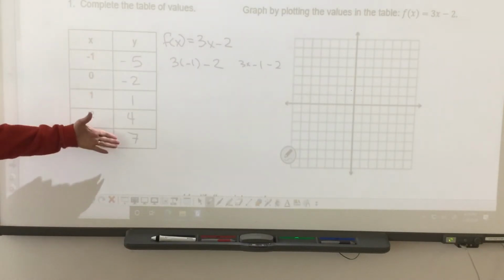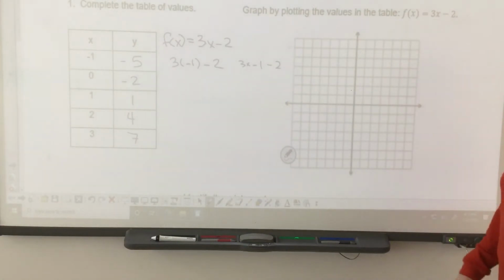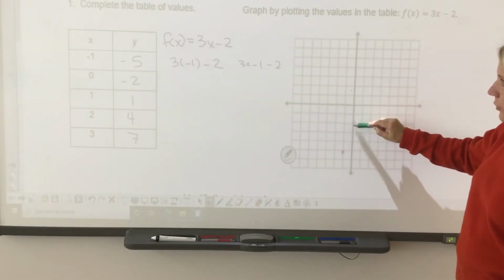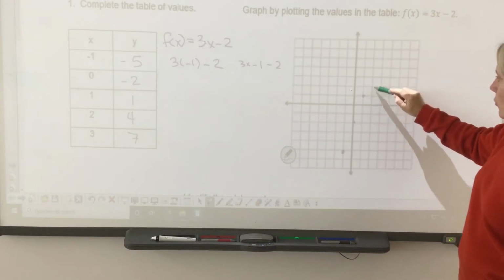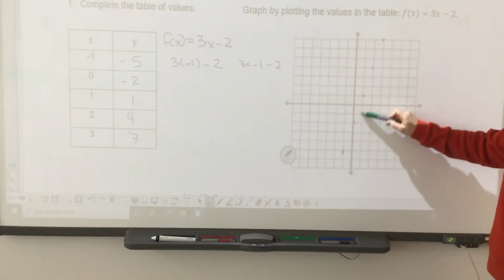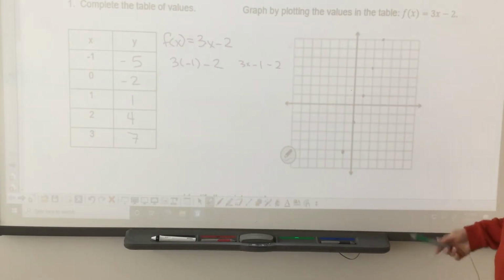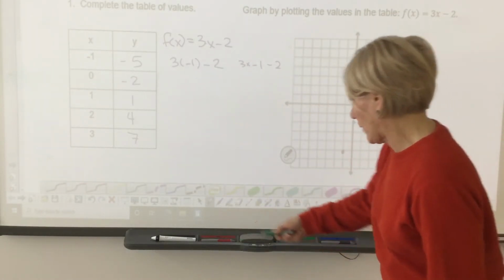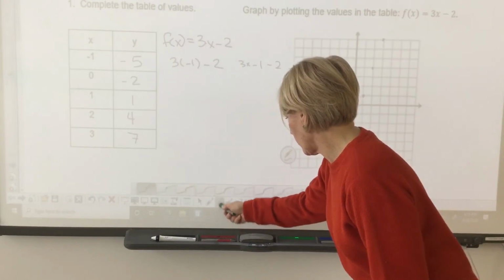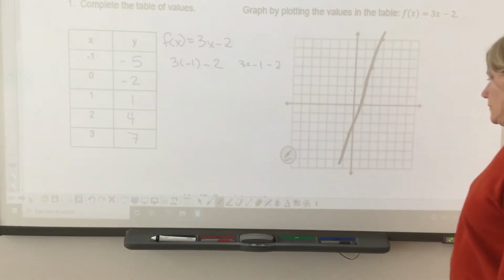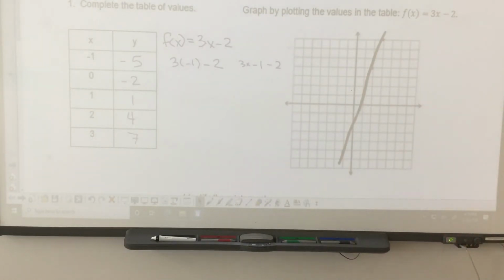Okay. So we're going to take all of these and plot them on our grid. Just plotting those points: (-1, -5), (0, -2), (1, 1), (2, 4), and (3, 7). So when you do that, you should see a line. So you'd get out your ruler and then connect them, draw that line through it. I don't have a ruler, so I'm just going to have to eyeball it for the smart board. Yours look nicer than mine, of course. But with the ruler, you should pass through all of those points perfectly.